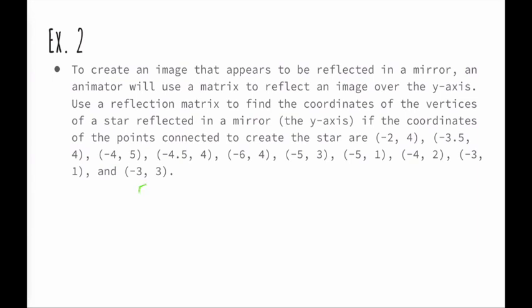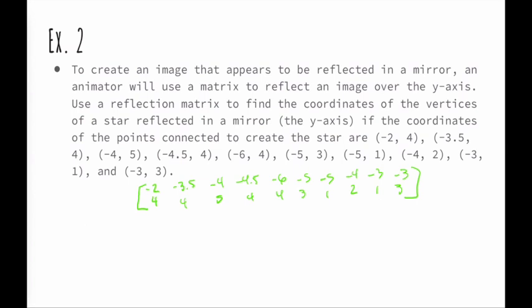So first of all, we need to put our coordinates in a vertex matrix. So -2, 4, -3.5, 4, -4, 5, -4.5, 4, -6, 4, -5, 3, -5, 1, -4, 2, -3, 1, -3, 3. So there's our vertex matrix.